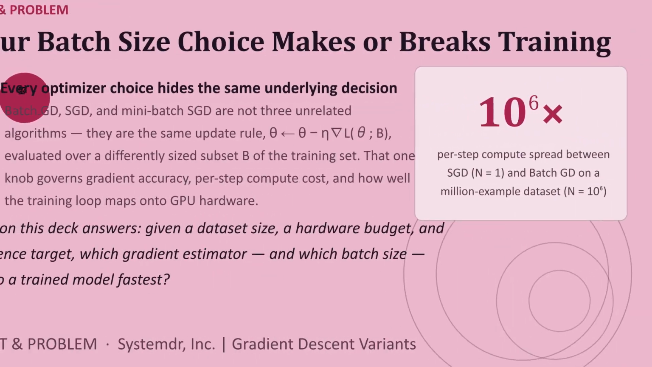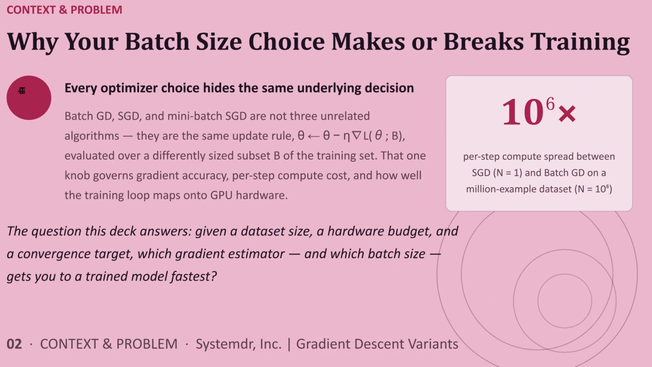Here's the reframe I want you to leave this section with. Batch GD, SGD, and mini-batch SGD are not 3 unrelated algorithms. They're the same update rule. Theta gets updated by subtracting the learning rate times the gradient of the loss, evaluated over a differently sized subset of the training set, which we'll call B. That's it. That one knob, the size of B, governs gradient accuracy, per-step compute cost, and how well your training loop maps onto GPU hardware.